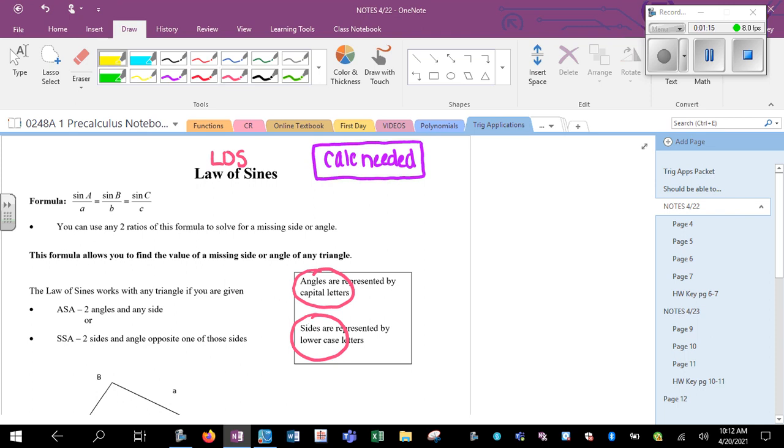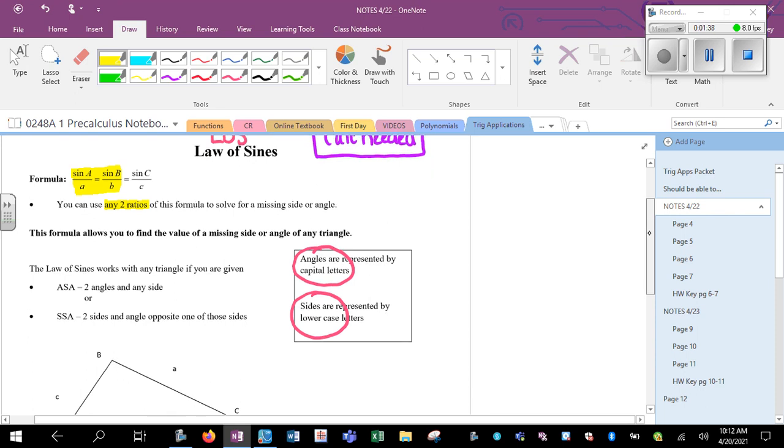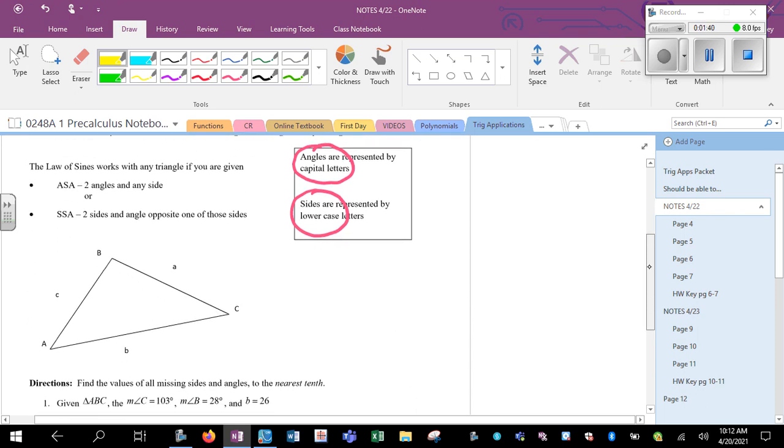You'll see here that it's used with any two ratios. So that means you can evaluate sine of A and sine of B and sine of C, whatever your relationship is, but only two at a time. This formula allows you to find the value of a missing side or a missing angle of your triangle. Here's how the law of sines works.